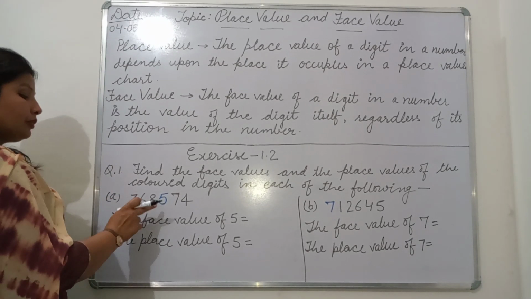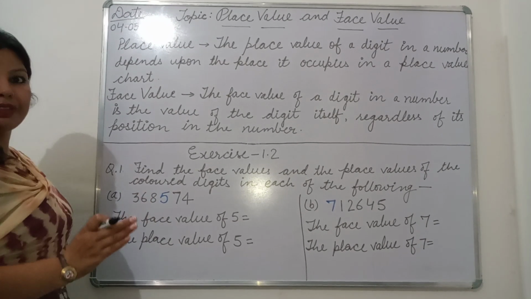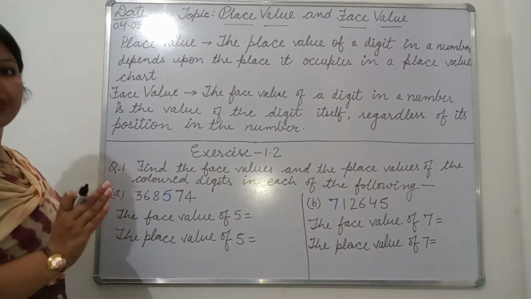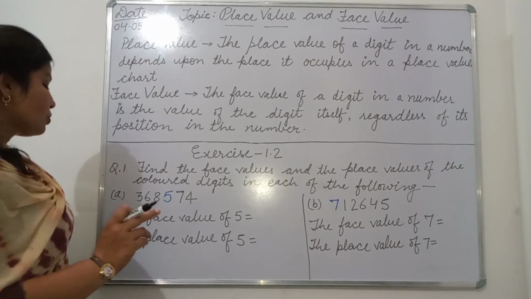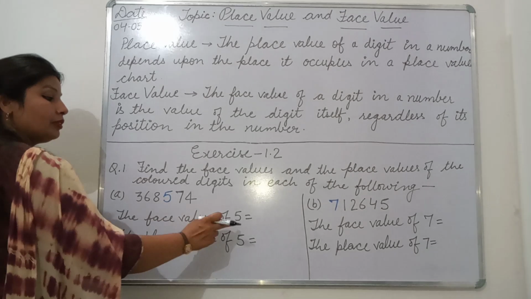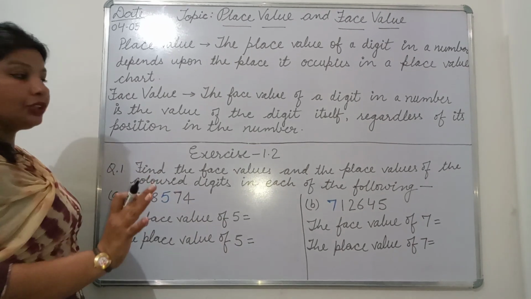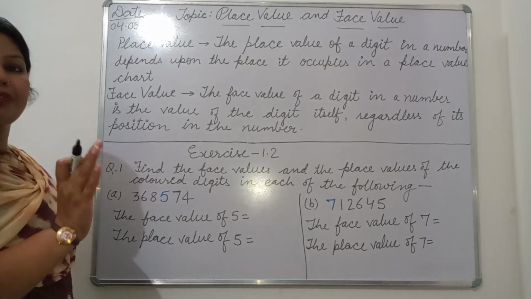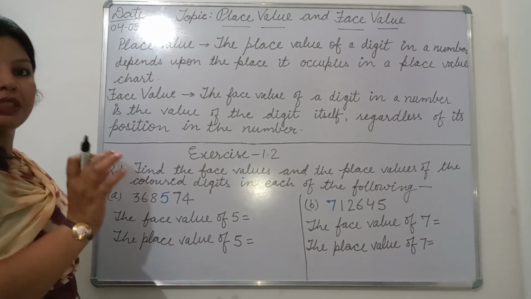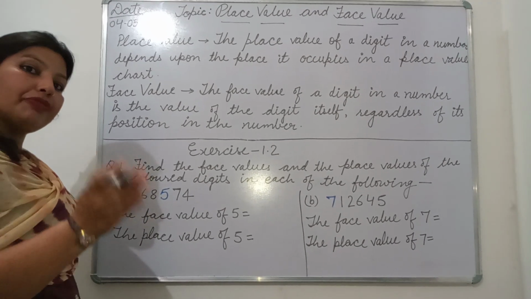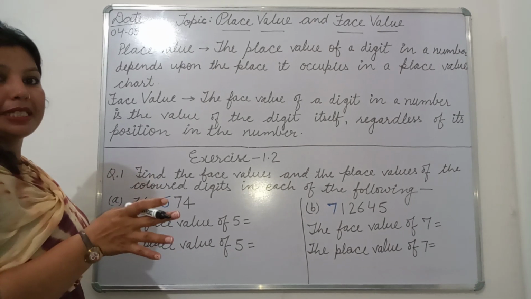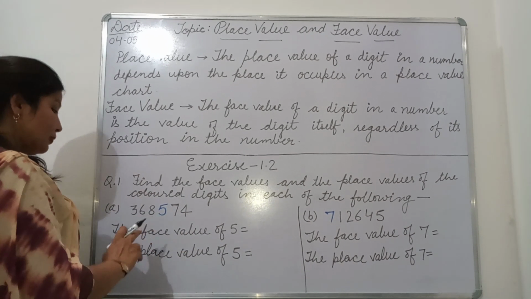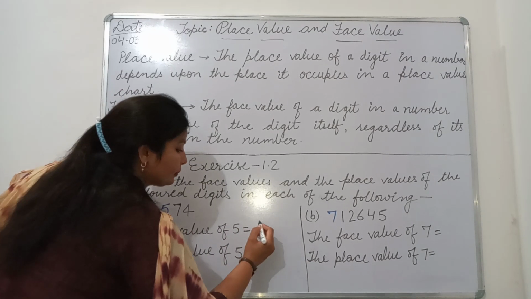So now as I told you the definition, face value never changes, it remains the same like our face. So the face value of 5 will be 5. It never changes. Whatever face is there, 5, 4, 3, 2, 1, whatever face is there, face value will remain the same. It will not change according to the places. Okay. So face value of 5 is 5.